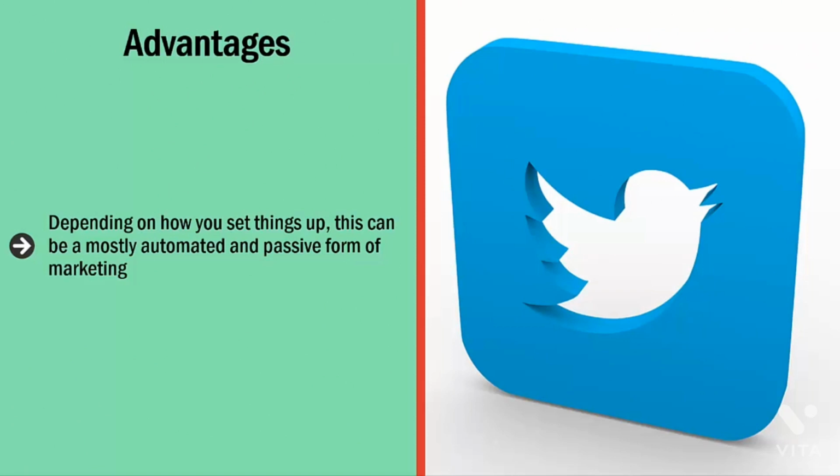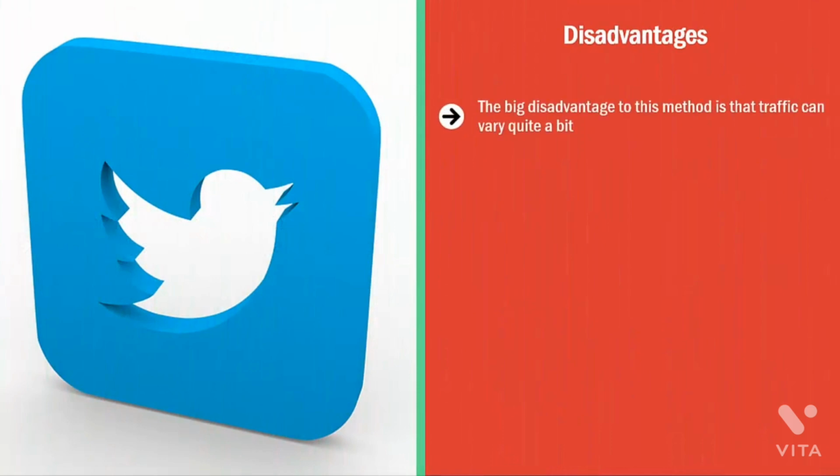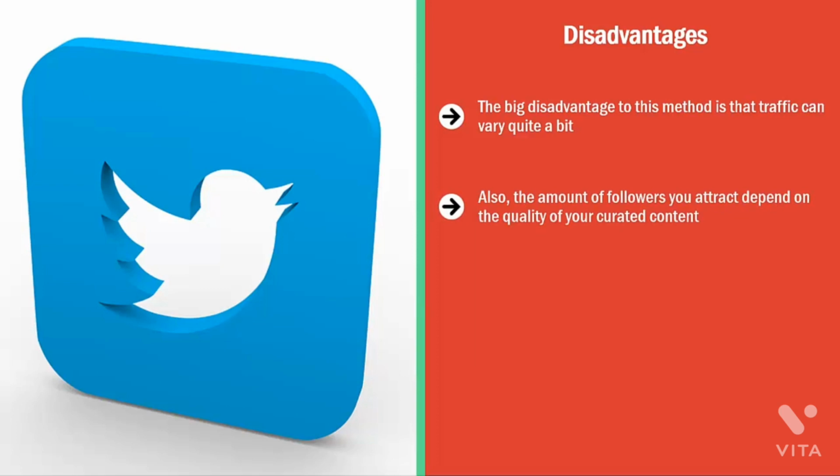Another advantage to this technique is that you get to target your niche precisely using hashtags that you reverse engineered from your competitors. Disadvantages. The big disadvantage to this method is that traffic can vary quite a bit. Sometimes you get a lot of traffic, sometimes you don't. It all depends on the traffic flow on Twitter. Also, the amount of followers you attract depend on the quality of your curated content. If you're sloppy with this type of content, you're not going to get too many followers.